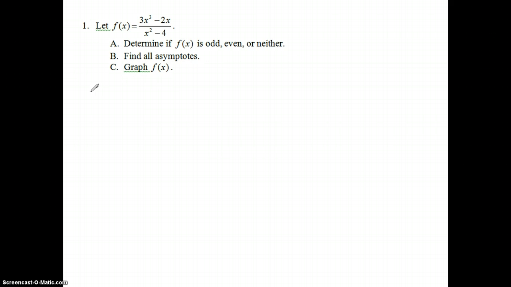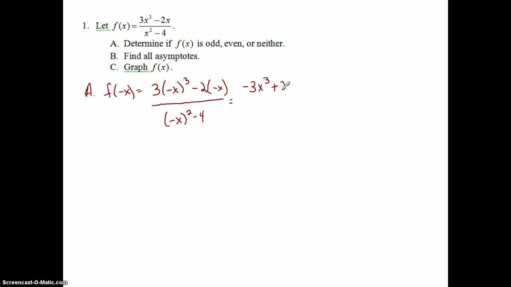The first thing we'll do is determine if it's odd, even, or neither. In order to do that, we need to plug negative x into our function. So we get 3 times negative x cubed minus 2 times negative x, all over negative x squared minus 4. Simplifying, negative x cubed gives me negative 3x cubed plus 2x, over negative x squared, which is just x squared, minus 4.